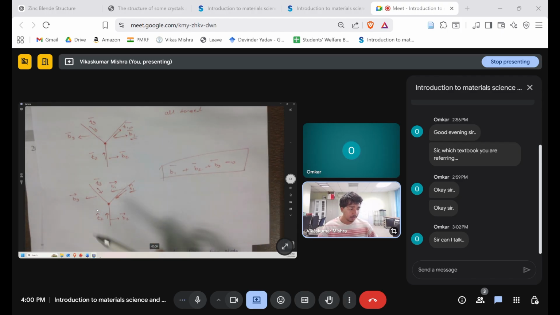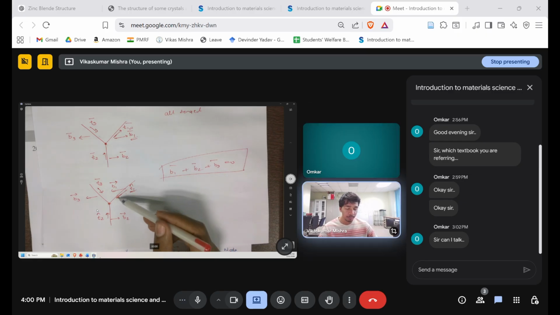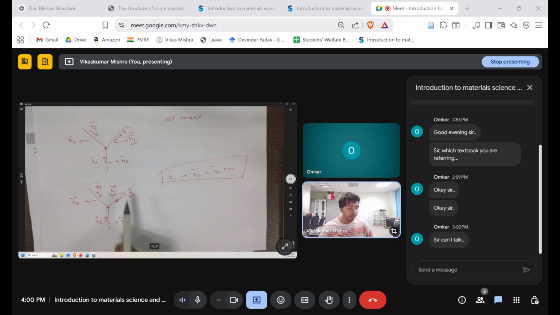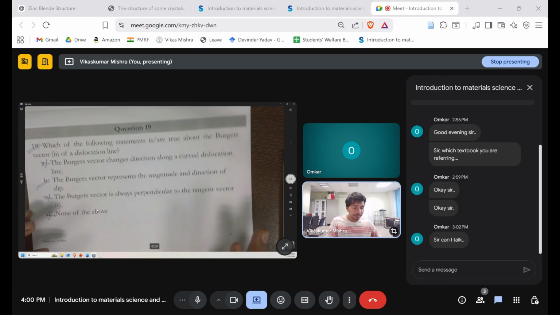First condition, all of the tangent vectors should point towards the node or they should all point away from the node. If they are not doing that, we have to flip them so that all the tangent vectors follow that particular rule. If you are flipping the tangent vector, you will flip the Burgers vector also. This we will remember. So now we can answer this question.